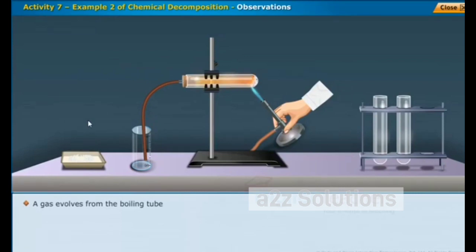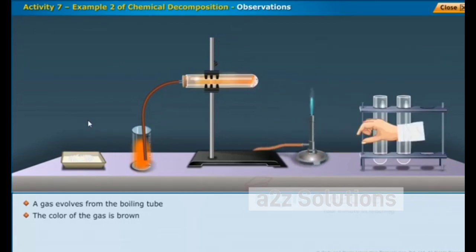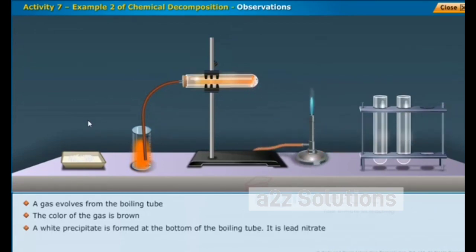A gas evolves from the boiling tube. The color of the gas is brown. A white precipitate is formed at the bottom of the boiling tube. It is lead nitrate.